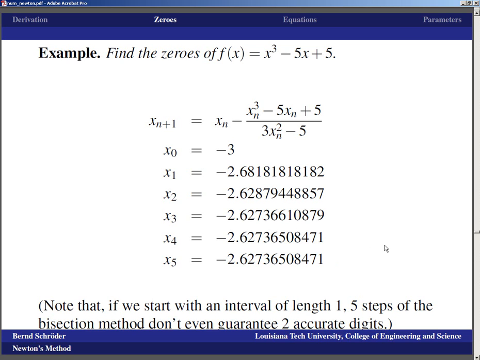Compare that with what happens in the bisection method. If we start with the bisection method with an interval of length 1, 5 steps don't even guarantee 2 accurate digits. So if we had used the bisection method, we would still be sitting somewhere around here. I don't think we'd even have the 2.62. I think we would be somewhere at the 2.6, and the rest would still not be reliable. So this is the reason why people like to use Newton's method. It really is very, very fast.